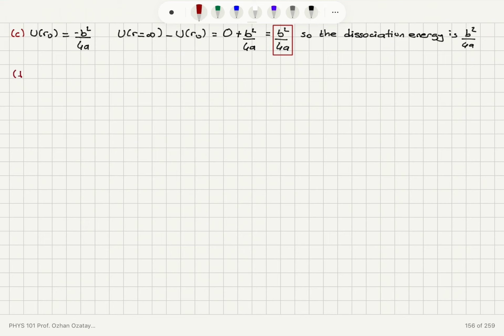Now part D is an application of this for the molecule carbon monoxide. We have an equilibrium distance between carbon monoxide molecules of 1.13 times 10 to the minus 10 meters, and the dissociation energy is 1.54 times 10 to the minus 18 joules per molecule.